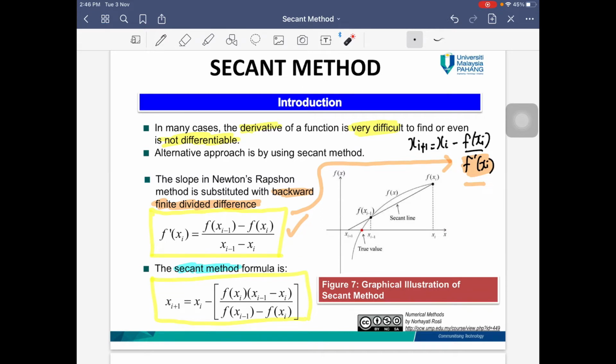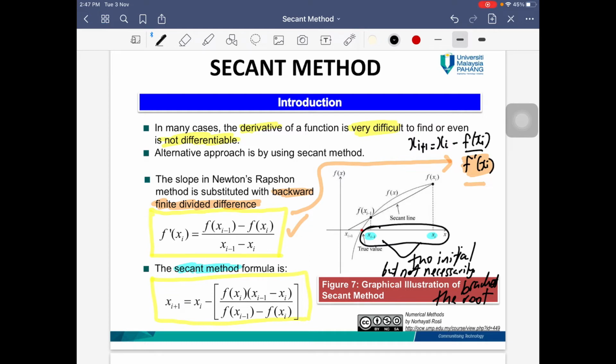This means secant methods require two initial guesses, but not necessarily bracketing the root. So you can see here the chosen initial guesses do not bracket your root, because this is our aim, this is our true solution.